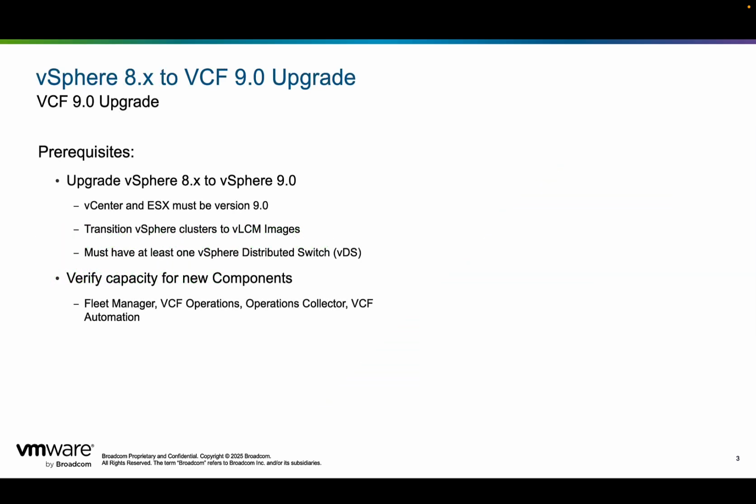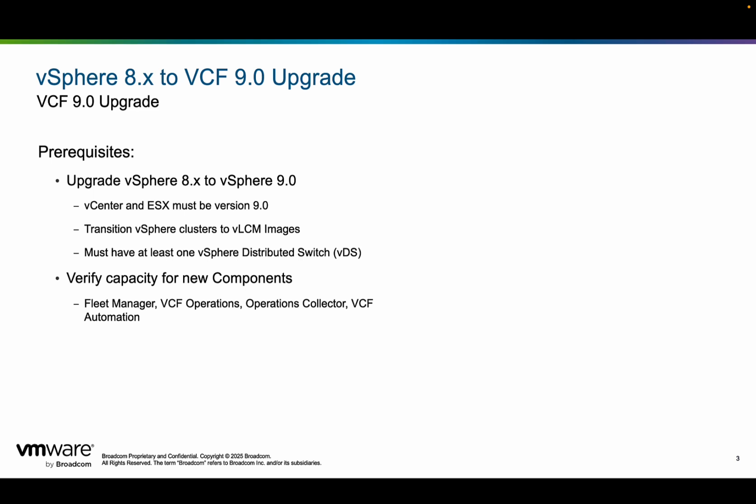When upgrading from vSphere 8.x, it's important to understand that you will need to upgrade your 8.x environment to vSphere 9.0. This includes both the vCenter server and the ESX host. In addition, you will need to make sure that you have transitioned to VLCM images. So if you're still using VLCM baselines, or what was formerly referred to as vSphere Update Manager or VUM, you will need to make that switch as part of the upgrade to vSphere 9.0.